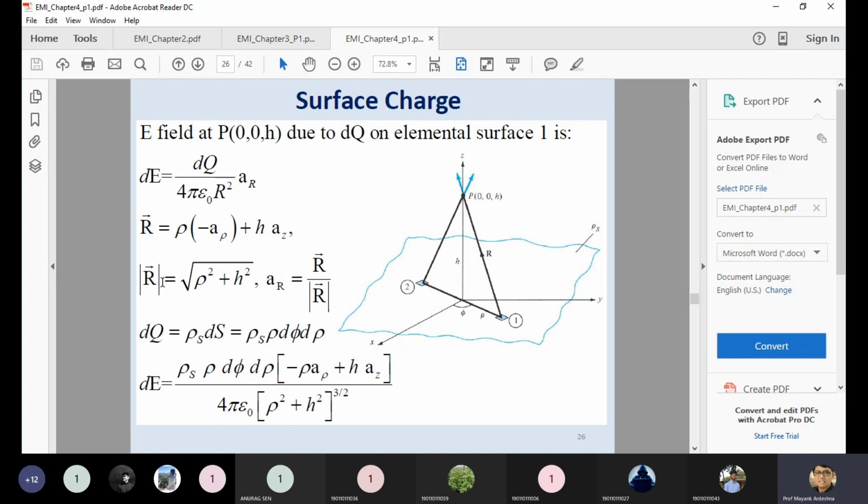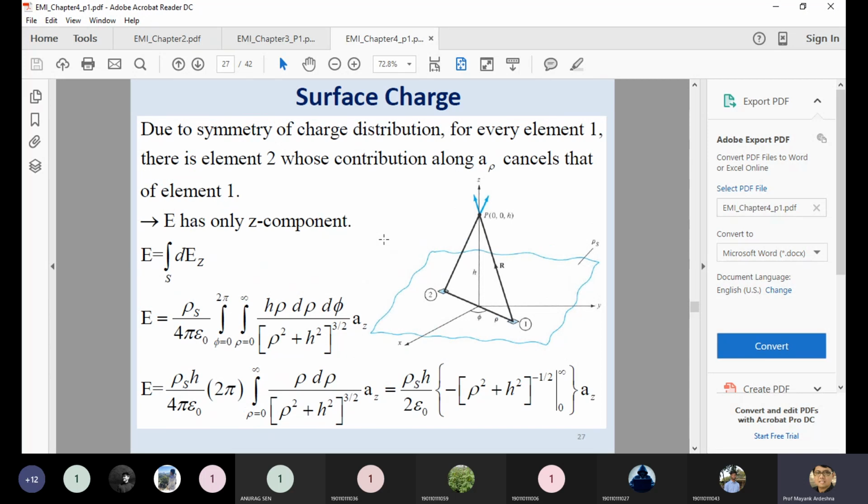So if I know the r, if I know the mode of r, I can easily put this value in this equation and you just have to simplify it. So this is exactly the right answer for the electric field intensity for the sheet charge.